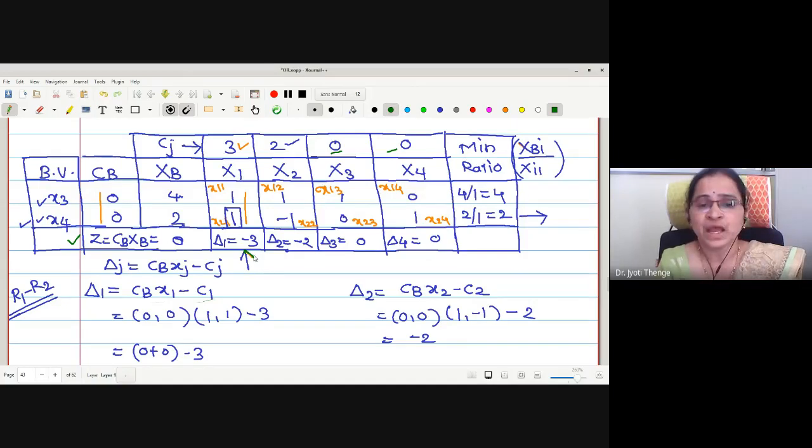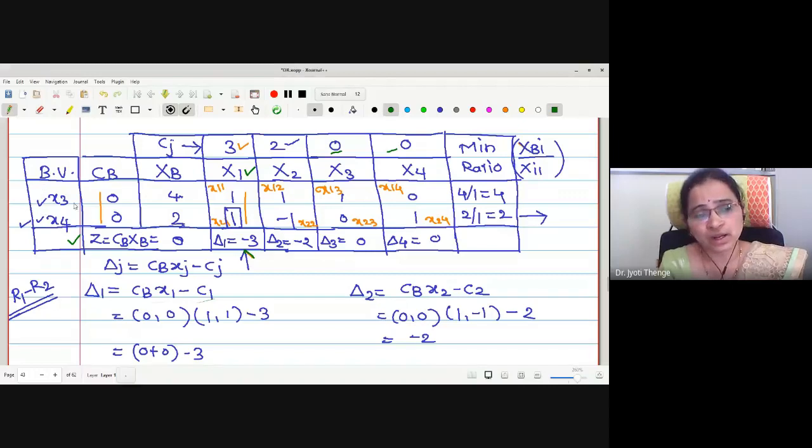enter the basis. Now, out of this -3 and -2, which is most negative or minimum? Any one thing you can remember. Most negative or minimum. Right? What is the most negative value? -3. Minimum value is -3. Therefore, -3 corresponds to which variable? X1. Therefore, X1 is the variable that is going to enter the basis.